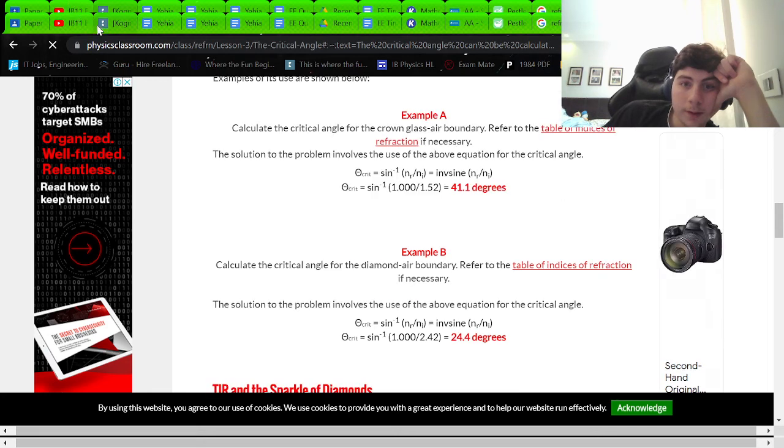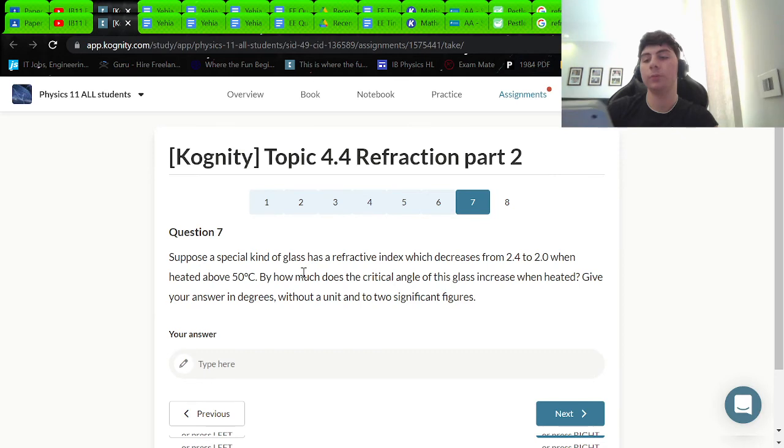Okay, I think I got it. 2 over 2.4. No, it's 2.4, a sine inverse of 2.4 over 2. So second quit. Second sine inverse of 2.4 divided by 2.